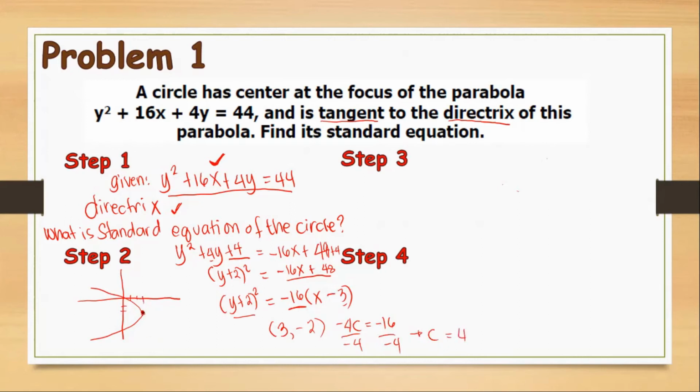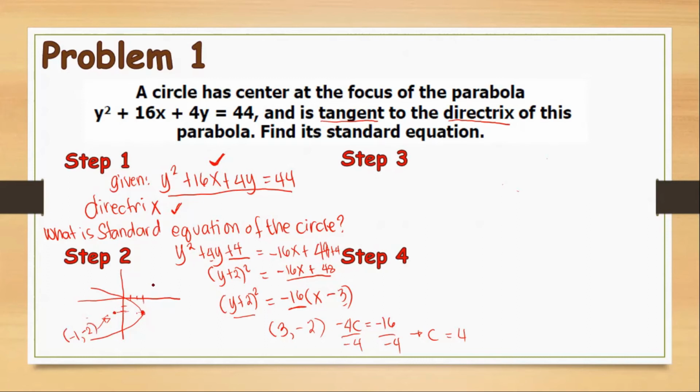It means that the focus of your parabola is 4 units from 3. So take note, this is positive 3, positive 2, positive 1, 0. So the focus will be here at negative 1. So your x will be negative 1 and your y will still be negative 2. This will be the focus of our circle.